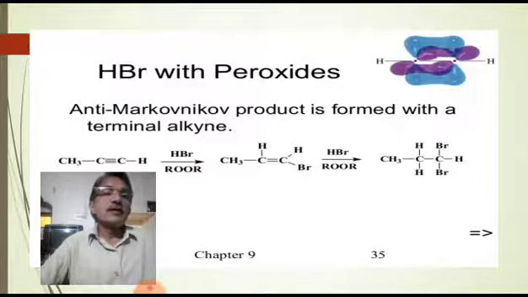1,1-dibromopropane is the final product of the reaction. In this one, anti-Markovnikov rule is followed. So in the presence of peroxide, addition of HBr takes place according to anti-Markovnikov rule.